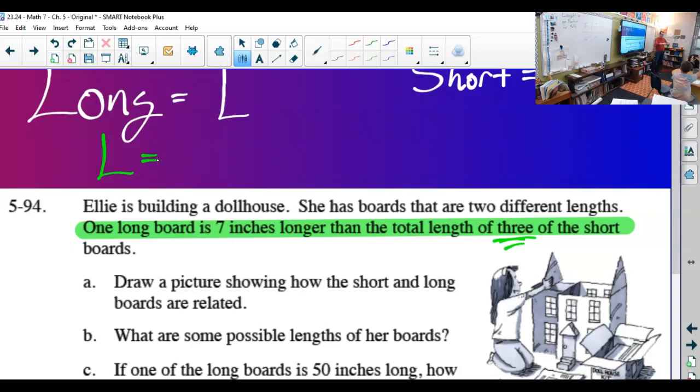Move on. Matt, how can I write seven longer? Let's just break this up piece by piece. How do I write seven longer than? Yeah, that's our plus seven, but to do plus seven, I gotta have something to add seven with. What am I gonna add seven onto? 3S. Absolutely.